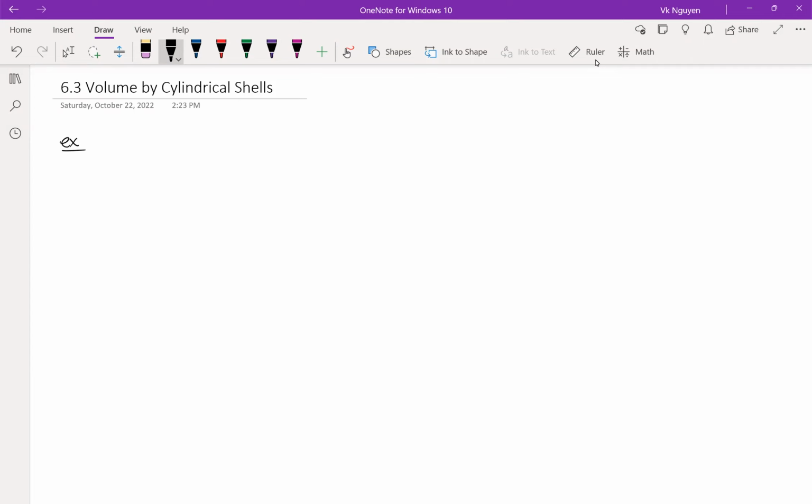Let's say that we have a region bounded by this graph right here, y equals f(x), and this is the bounded region. And we're going to rotate this bounded region about the y-axis. So when we do the rotation, we're going to get this.